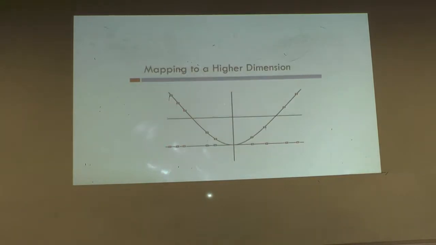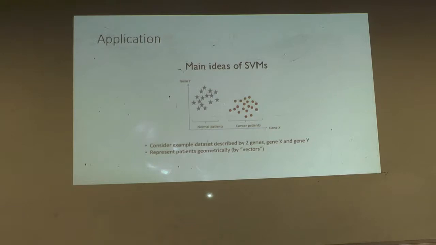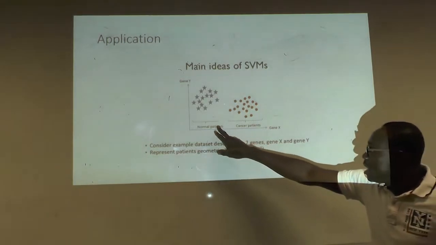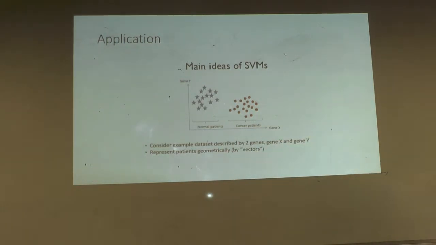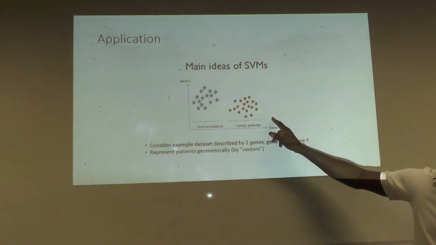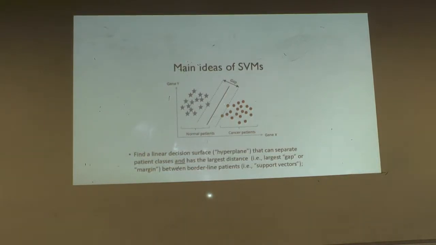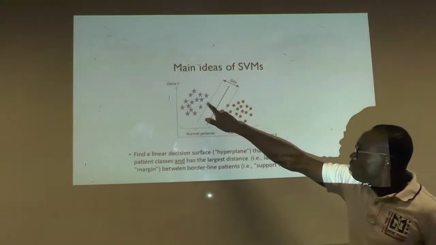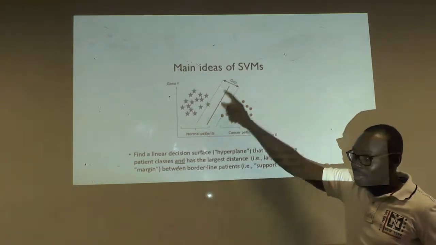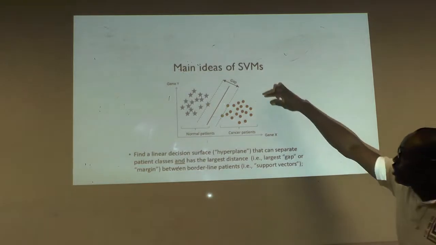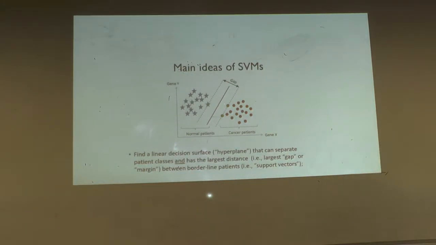Okay, now let's move on. If I look at this, for example, we have a case based on the genetic value of a normal patient and a cancer patient. We have two groups, which are a function of gene Y and gene X, basically, and we want to use the support vector to classify them. We draw our hyperplane and determine the maximum hyperplane. The largest gap, which is from here, or what you call the margin between the borderline, is what you have as your support vector.